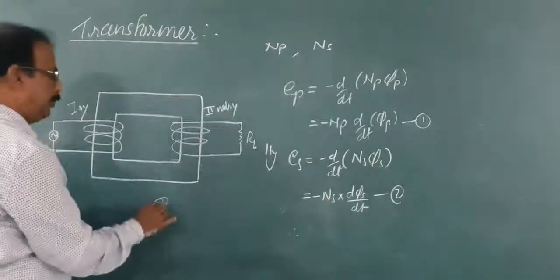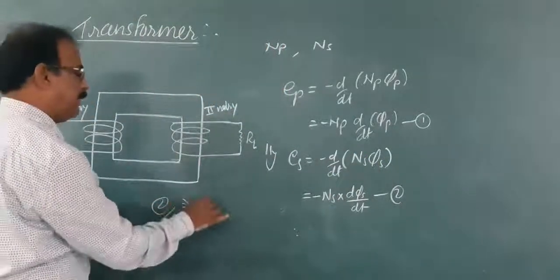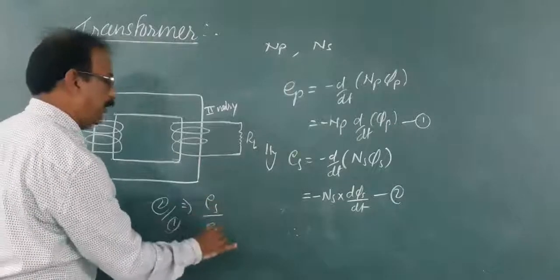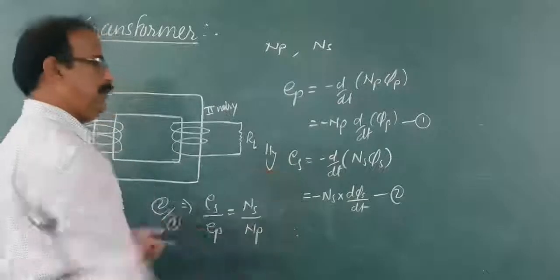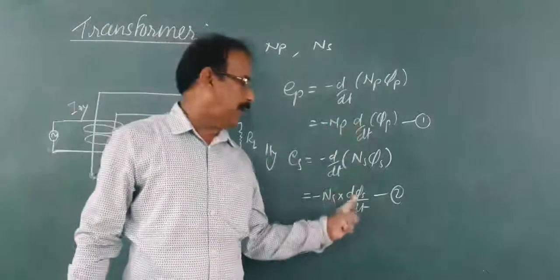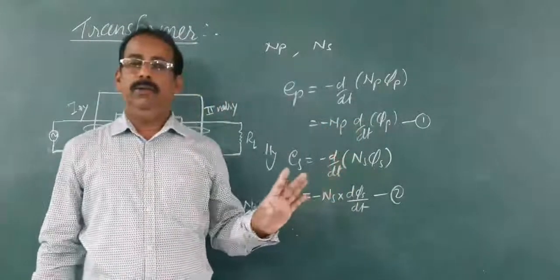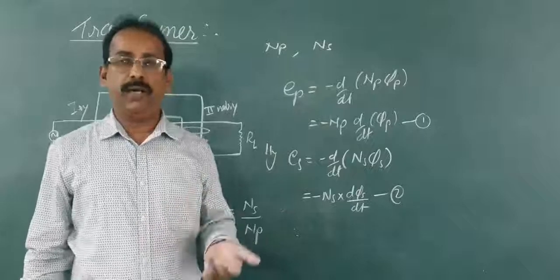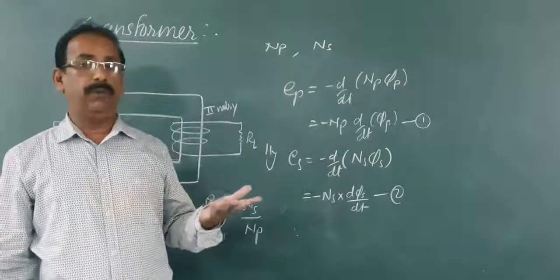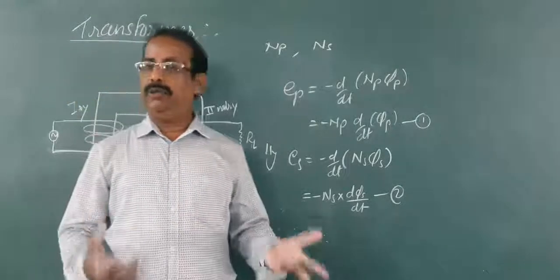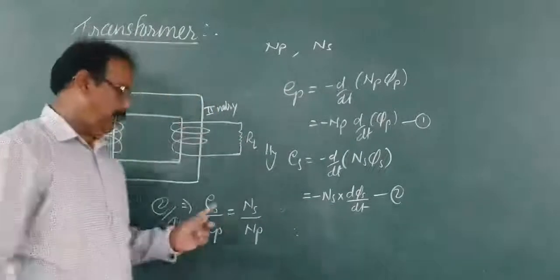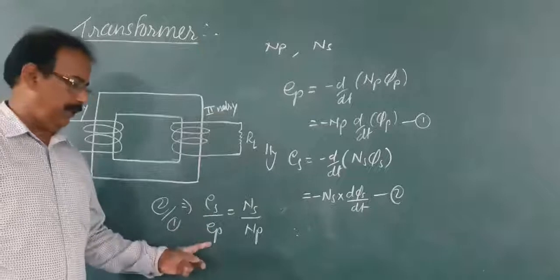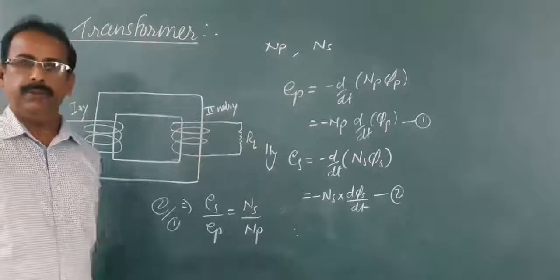If we divide equation 2 by 1, we get Es upon Ep equal to Ns upon Np. The rate of change of flux will get cancelled. Why? Because the rate of change of magnetic flux passing through both the coils is the same, and both the coils are present in the same magnetic field. We get the ratio Es upon Ep equal to Ns upon Np.